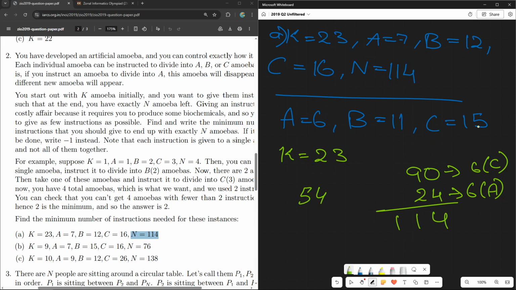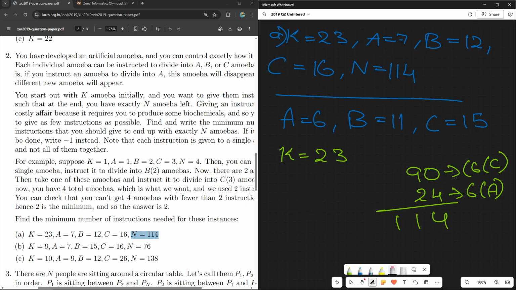But 6 into 9, right? 6 into 9 and 15 into 4, which is 13. But this is 12, so this is the least. Or what we can do is 110 plus 4, but again we don't have 4, that's not possible.